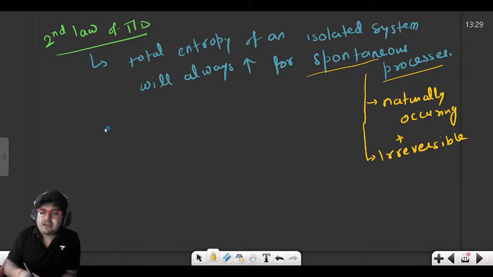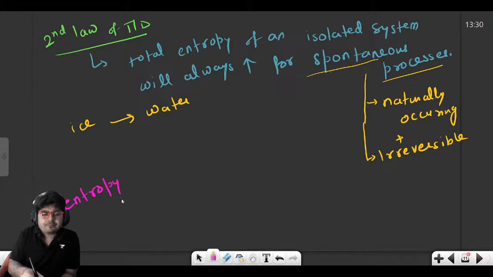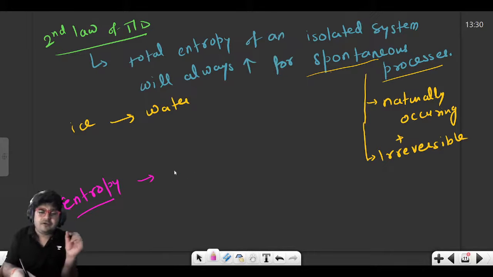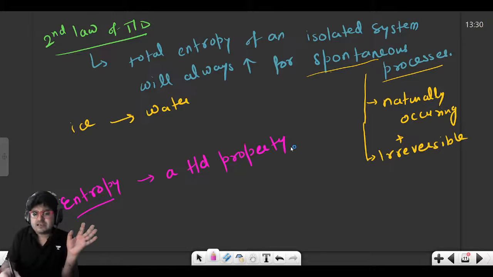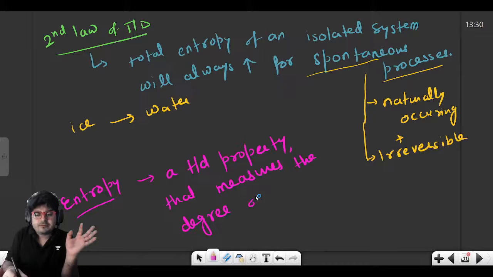So here if we talk about entropy, you should know that what is happening, ice is melting into water. So what is entropy, let's understand that first. So entropy, you know, in one line if you have to answer you can mention it is a thermodynamic property that measures the degree of disorderness, or you can say randomness, in the system.